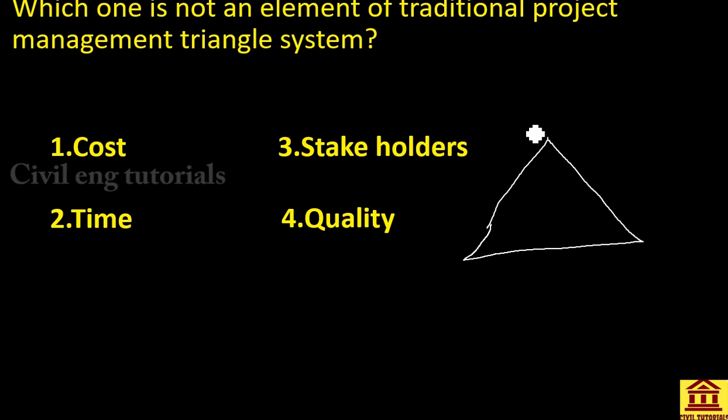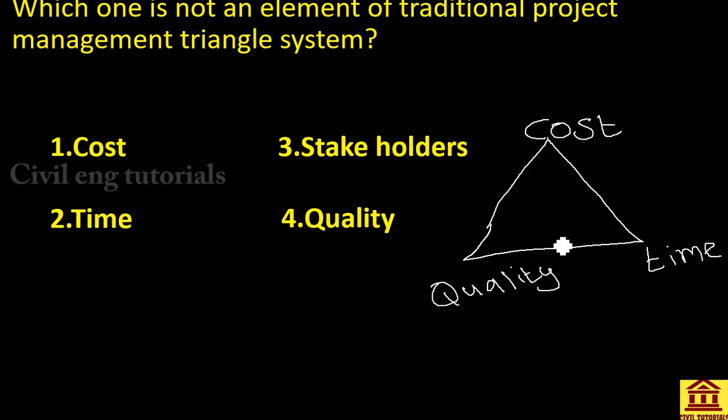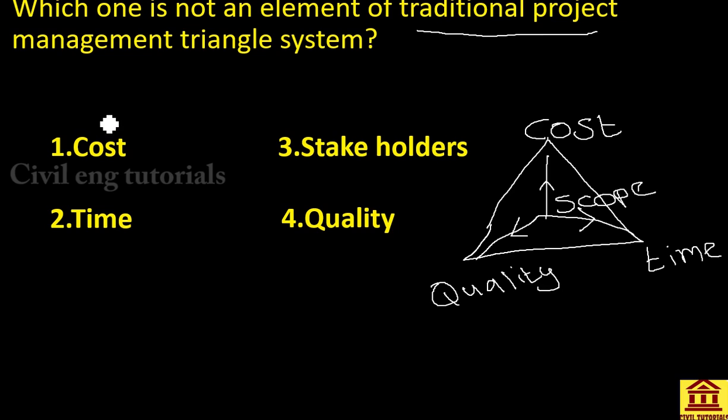The first one is cost, and here is time, and the third one is quality. This is our traditional management triangle system. In the middle, we can define that there will be scope. So these 3 manageable areas run on the basis of scope. This is our traditional project management triangle system. These are the elements we can find in it.